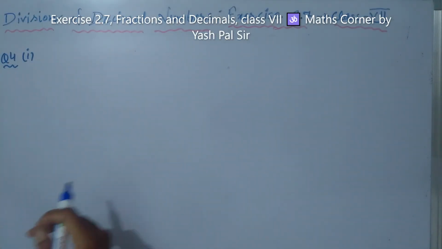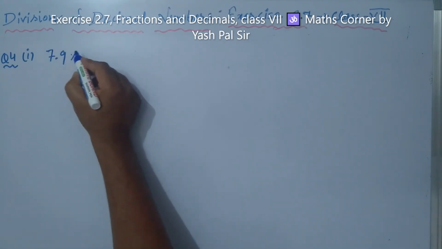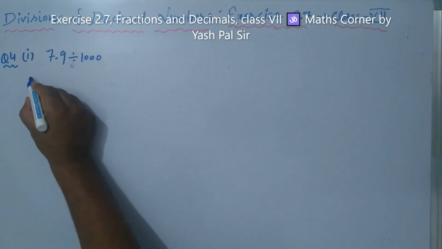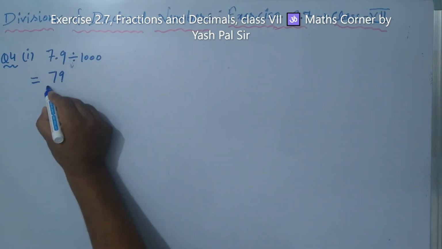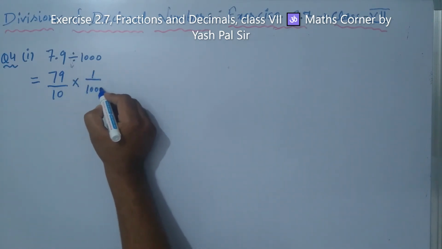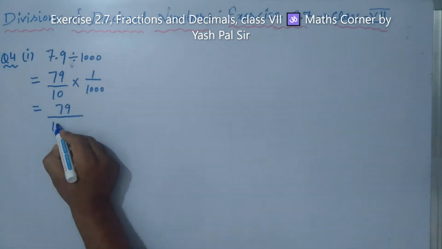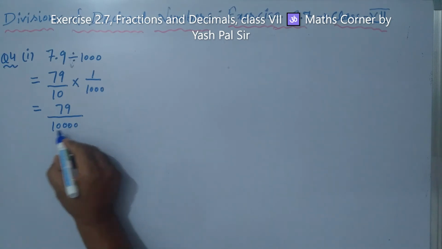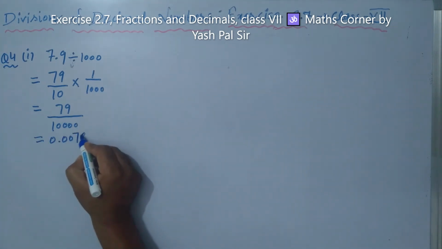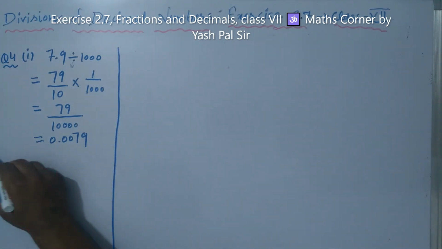Question number 4, first part, 7.9 divide 1000. This means 79 divide 10 into 1 upon 1000. That means 79 divide 10,000, which means 0.0079. So this is the first part.